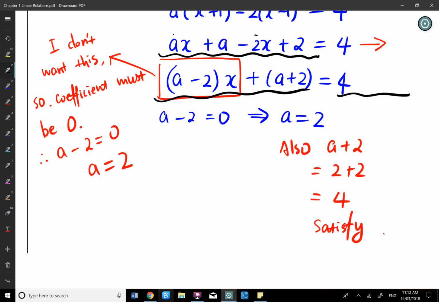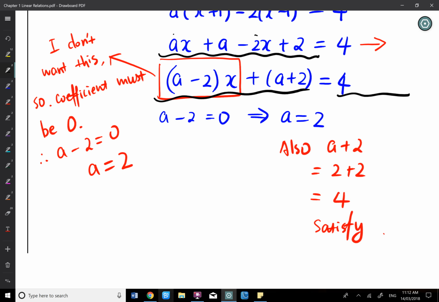I get the times 0 part, but I don't get why a minus 2 is 2. That's the coefficient. A minus 2 is the coefficient of x. Well, you want 0x, so a minus 2 must be 0, right? And then the whole thing can become 0.